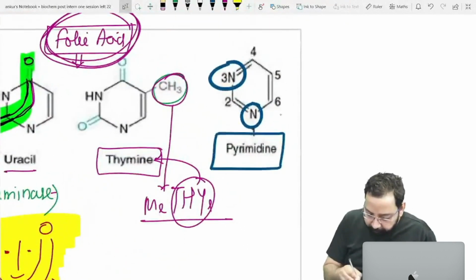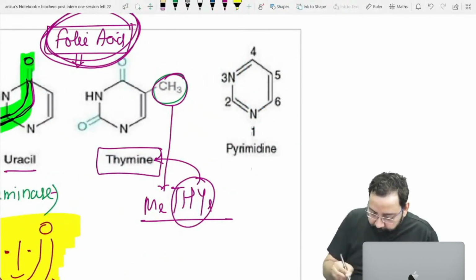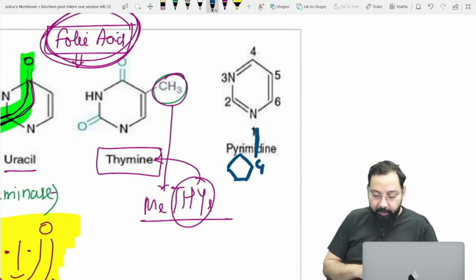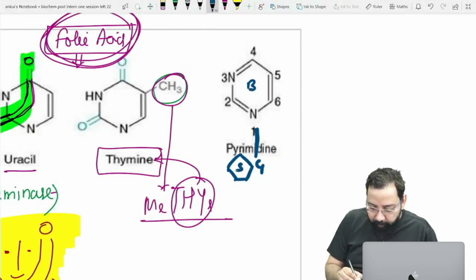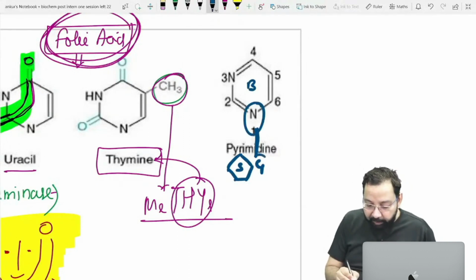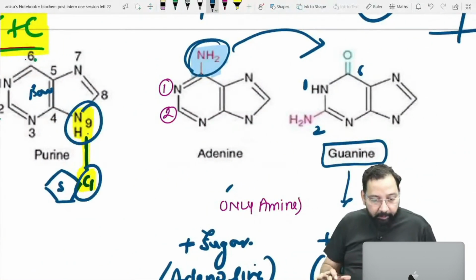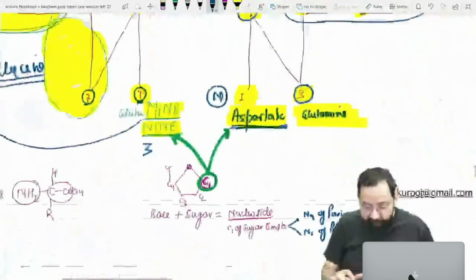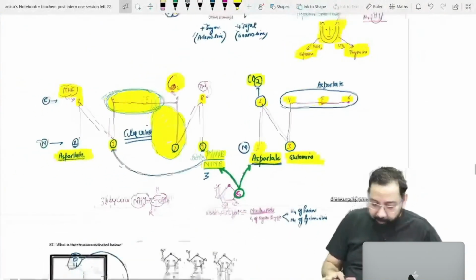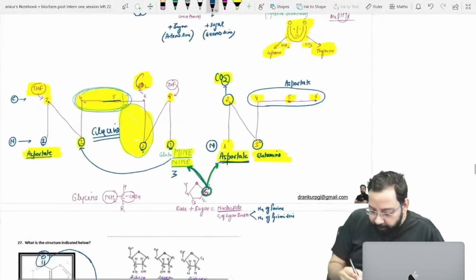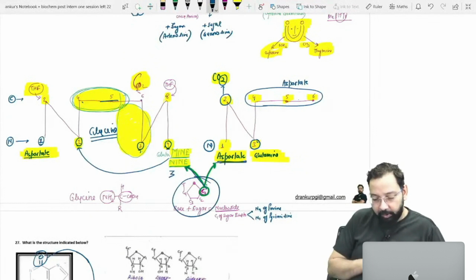Even if you don't draw it, it's okay, but you will find it like this: base plus sugar. So N1 of base binds with C1 of sugar, N9 of purine binds with C1 of sugar, and I know that we will forget in some time, that's why I made this mnemonic. Now you will remember: 1 2 3 4 5 6 7 8 9, 9 binds with C1; 1 2 3 4 5 6, 1 binds with sugar. So clear?